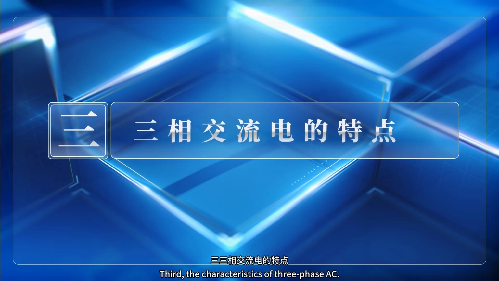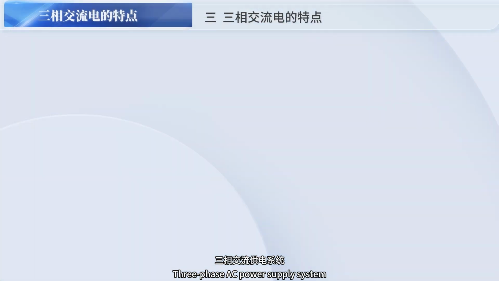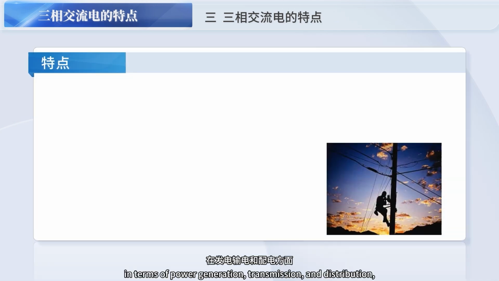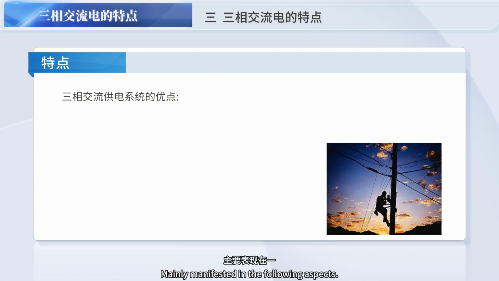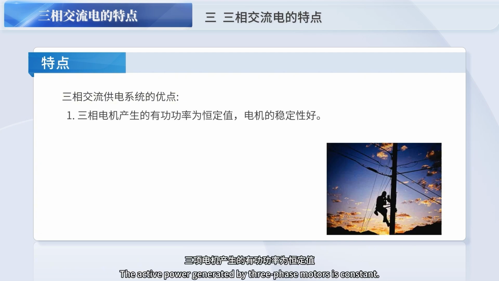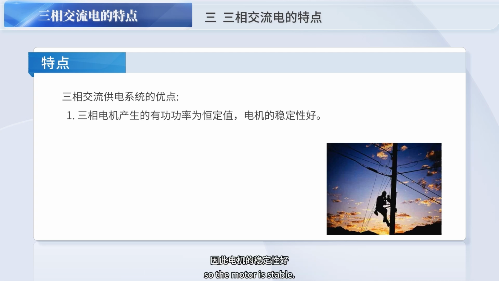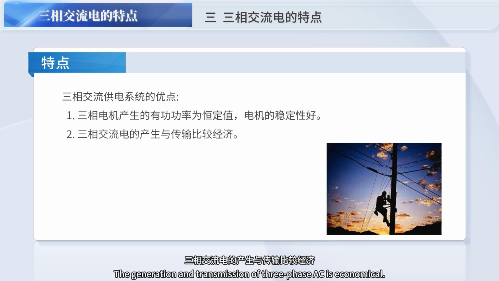Third, the characteristics of three-phase AC. Three-phase AC power supply system, in terms of power generation, transmission, and distribution, has many incomparable advantages over single-phase power supply, mainly manifested in the following aspects. First, the active power generated by three-phase motors is constant, so the motor is stable. Second, the generation and transmission of three-phase AC is economical.